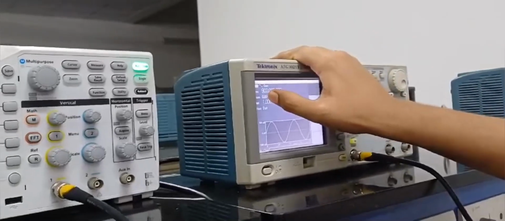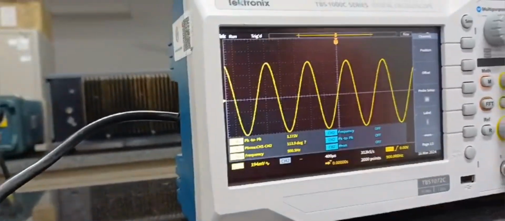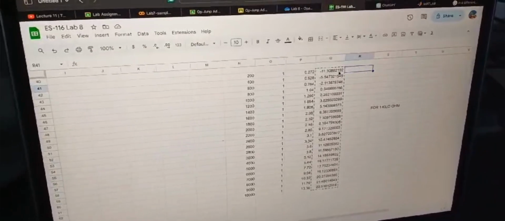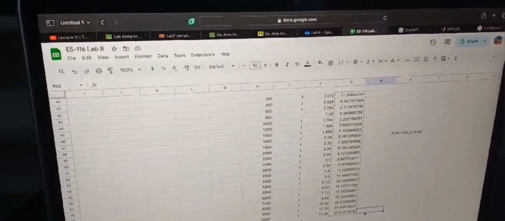Now we have put the frequency of 900 Hz, and the output is similar to what we got in an integrator circuit. The only difference in the readings is that as we increase the frequency from 200 to 10,000, there is an increase in gain. This is because the formula for gain in a differentiator circuit is minus j omega RC. As we increase the frequency, omega is increasing, R and C are constant, which is why the gain is increasing.